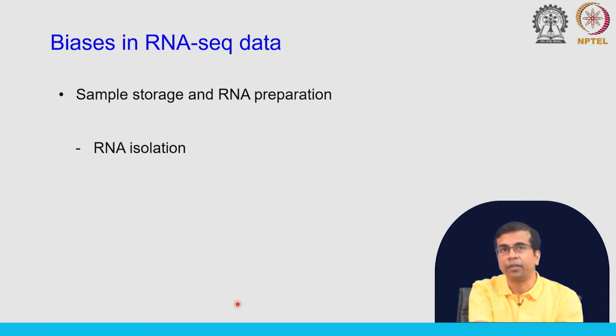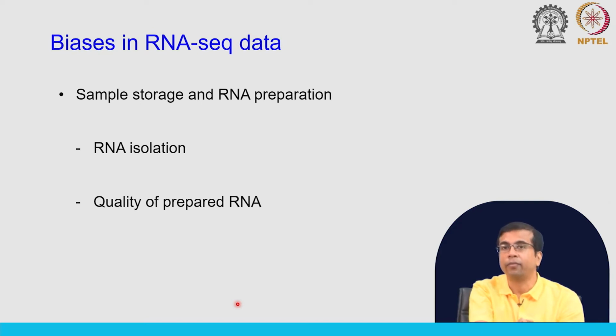So, the first step is the sample storage and RNA preparation, as we have mentioned. We have different types of RNA isolation protocols, and this might affect the RNA-seq data. The quality of prepared RNA is very important here, as you can probably understand, because there are a lot of RNase molecules around. So, you can get partial degradation of some molecules, and maybe some RNA molecules are degraded, and this can bias your data.